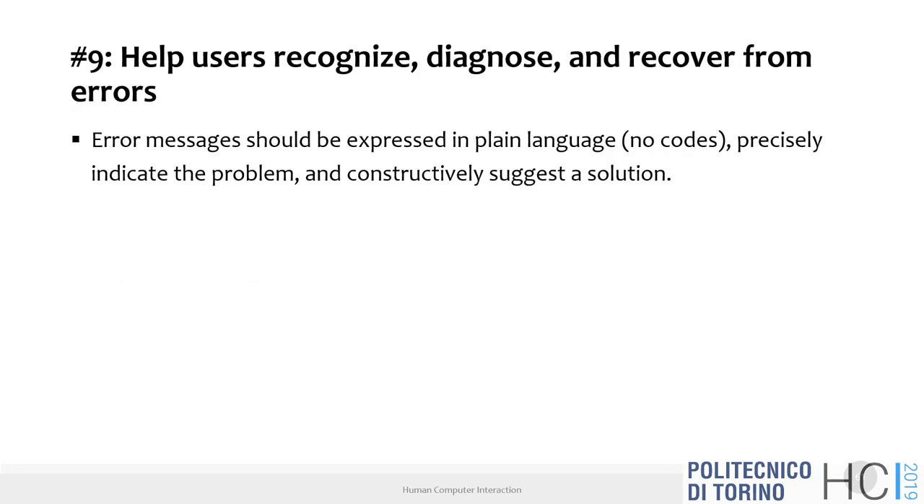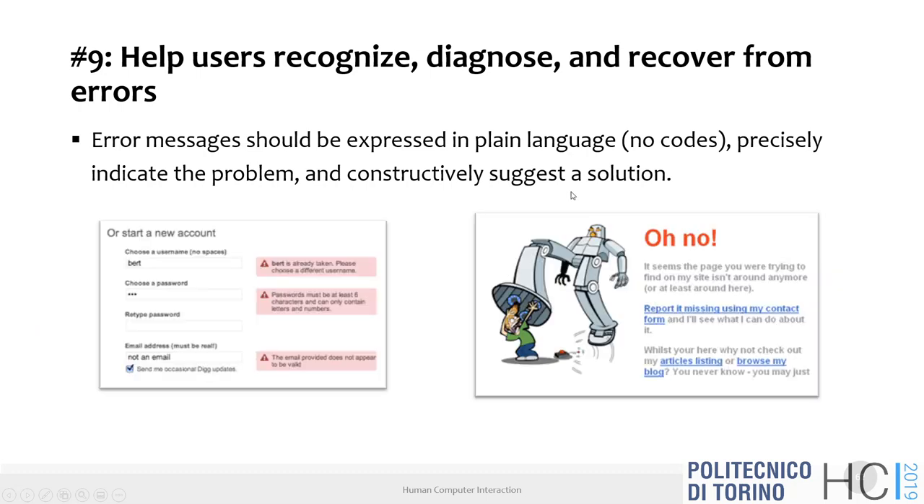Nine, always again errors. You realize that three out of 10 guidelines are about user errors: preventing errors, and then helping users recognize, diagnose, and recover from errors. And this means that when the inevitable happens, so an error is made, try to explain to the user what went wrong, why, and, most importantly, what they can do about it. What can the user do once the error has happened? Constructively suggest a solution, they say.